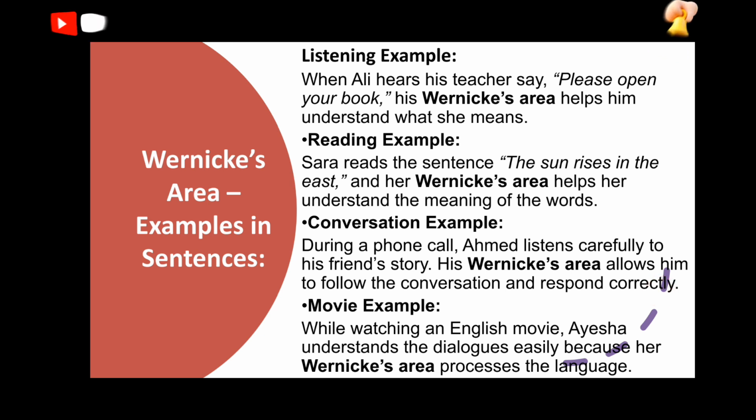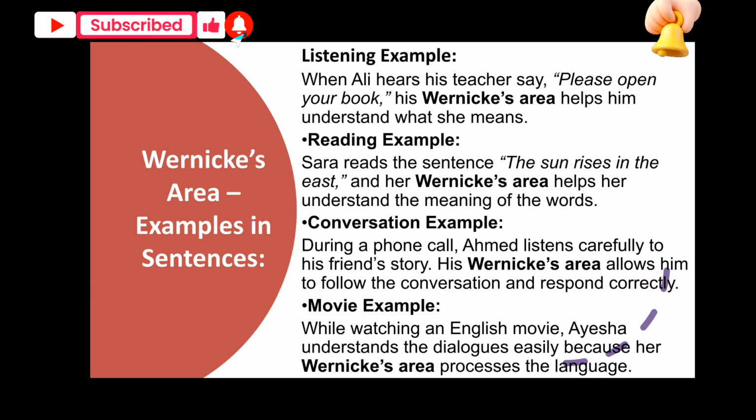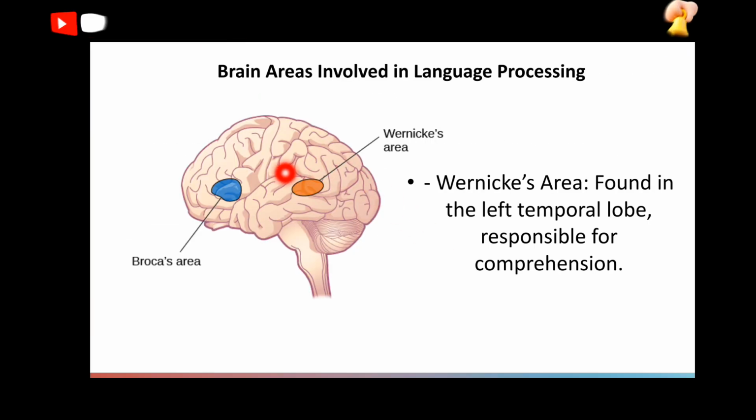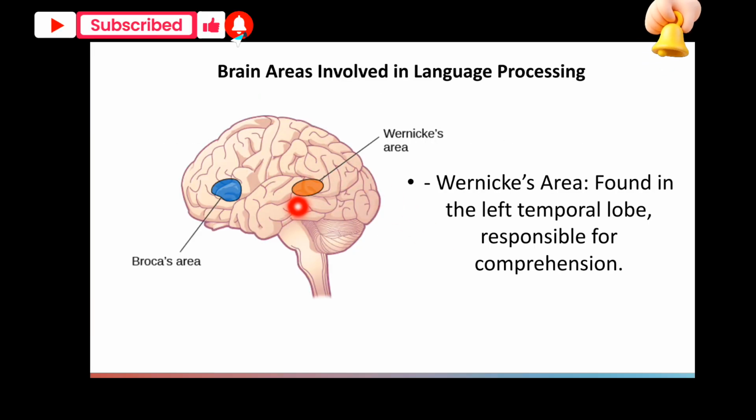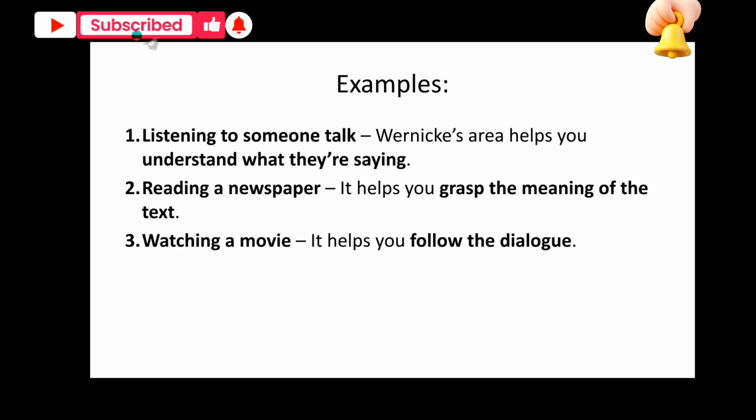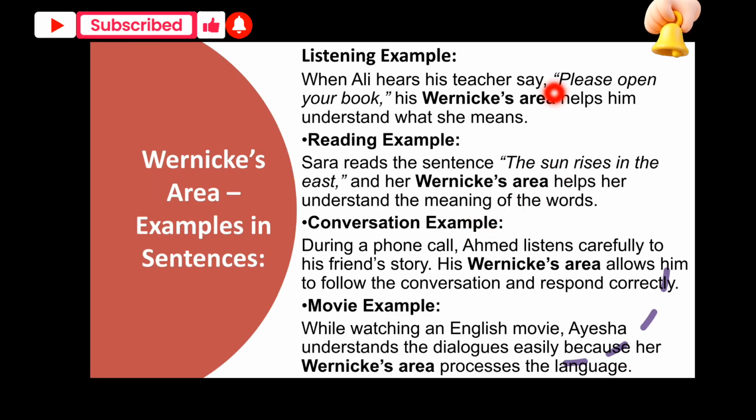An example from a movie. While watching an English movie, Aisha understands the dialogue easily because her Wernicke's area processes the language. And if this part of your brain is damaged, then you won't comprehend. If you read something or someone says something to you, you will have an issue if your Wernicke's area is damaged.